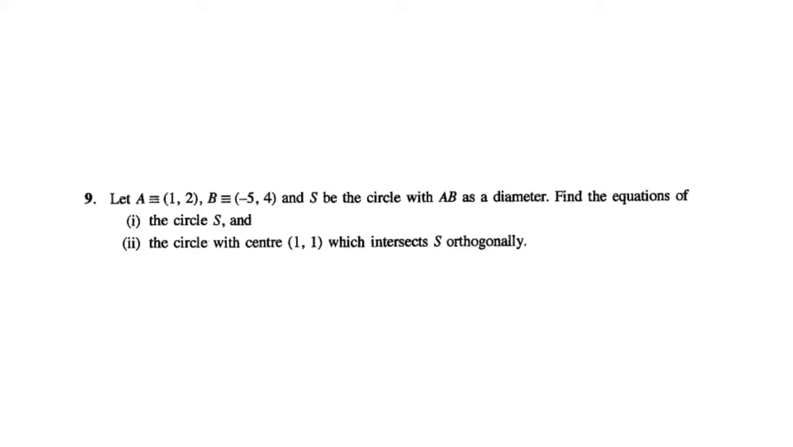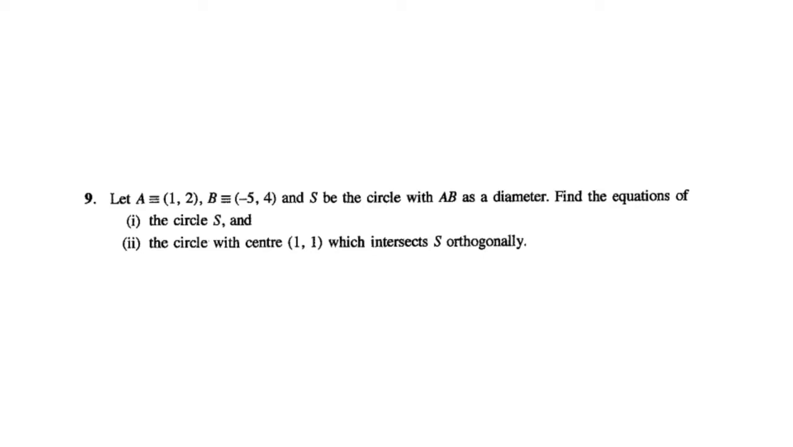So this is question number 9. Now, what they have said is there are two points A and B, which form the diameter of the circle. A and B are given as (1, 2) and (-5, 4). So we need to find the equation of this circle. So how do you find the equation?